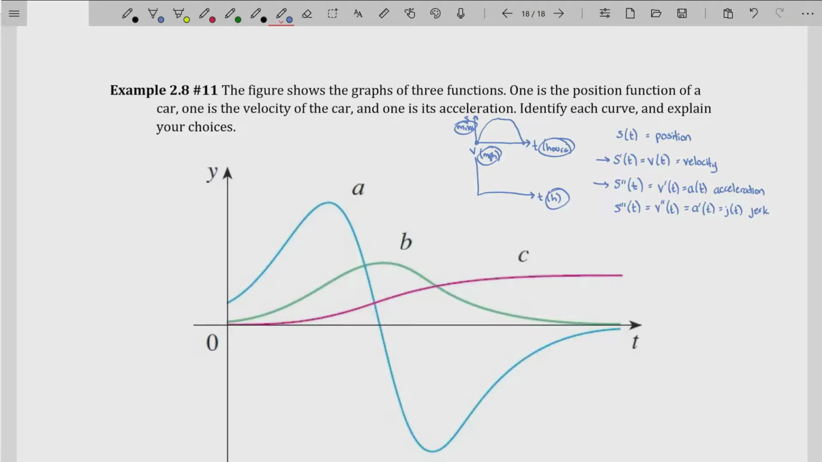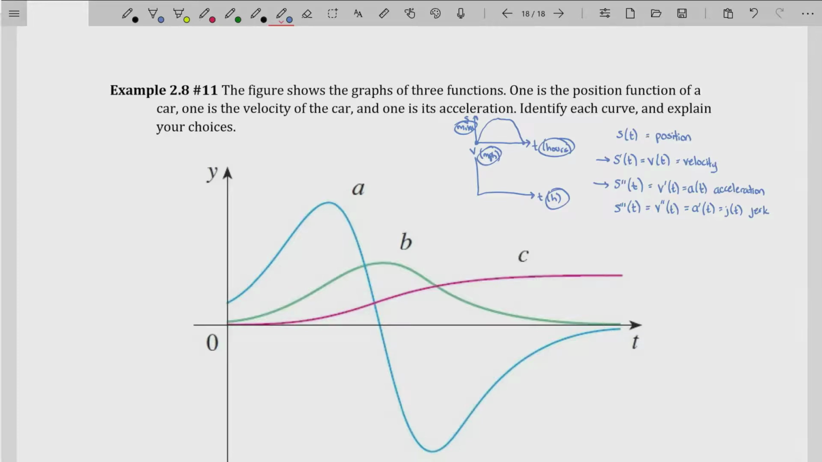Now that entire conversation is necessary so we can start this question. That figure down below shows the graphs of three functions, obviously, A, B, and C. A being the blue, B being the green, C being the red. One is position, right? So s. One is the velocity and one is acceleration. And they're asking us to identify each curve and explain the choices.